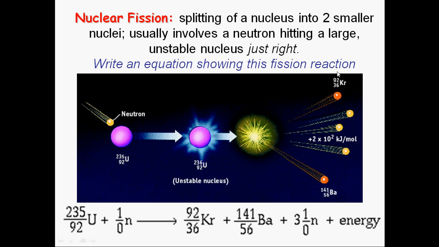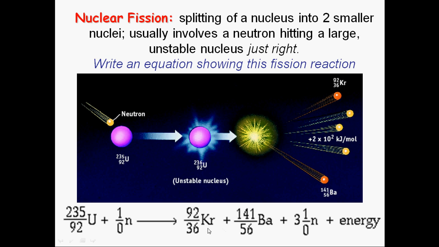The things that get spat out as a result of that are, we've got our krypton-92, we've got our barium-141, and then we've got 3 of these guys. Now we could either look at them and say, hey look, they look just like the neutrons that we started with, they must be neutrons, or our other option is we could add up these masses and see that the mass over on the right is 3 less than the mass over here on the left, so that these 3 particles must be neutrons to make up for that missing mass.